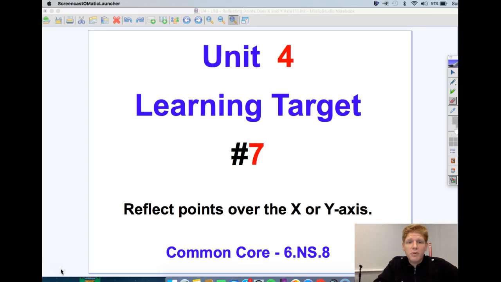Unit 4, Learning Target number 7. Reflect points over the x and y axis.